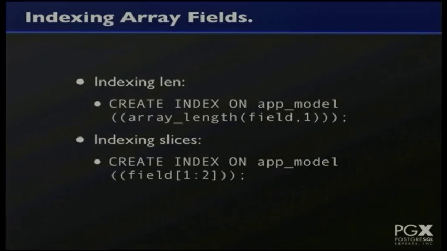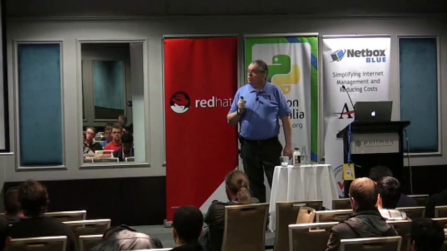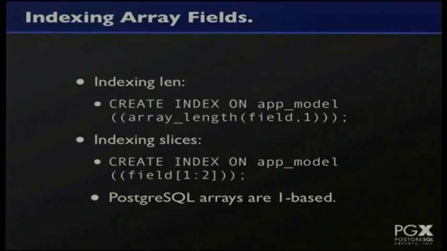If you want to index slices, you pick the slice you want to index and create an expression field on that. If you're thinking, this seems of limited utility unless I just happen to be querying the array length all the time, you're probably right. But these kinds of expression indexes can be very useful if you're routinely doing queries on a particular expression. Postgres is pretty smart, and it'll figure out that you're using this expression in the query, and will use the index instead. And oh, by the way, did I mention that they're 1-based?